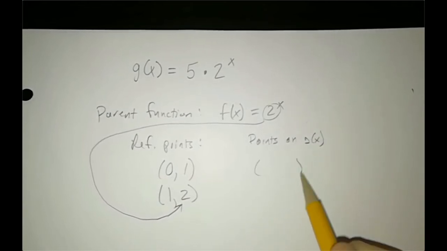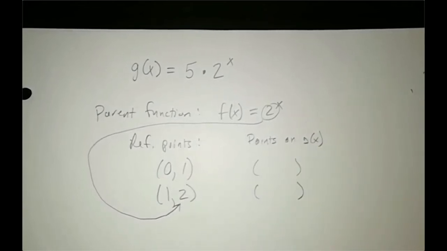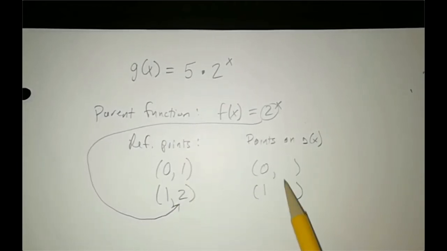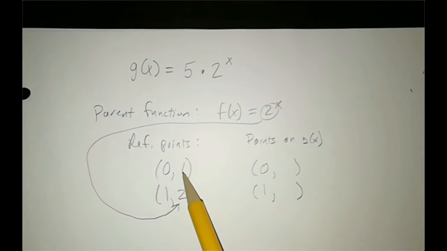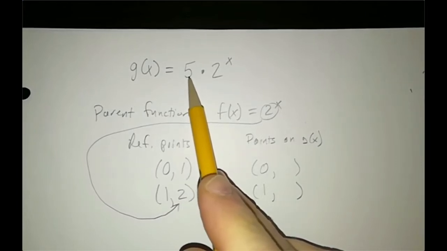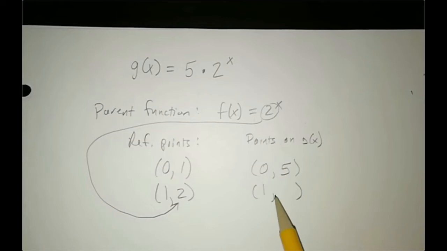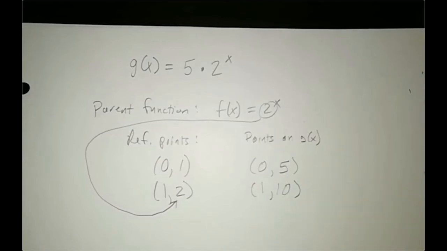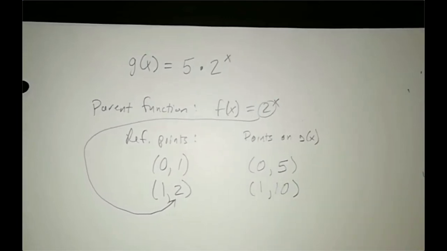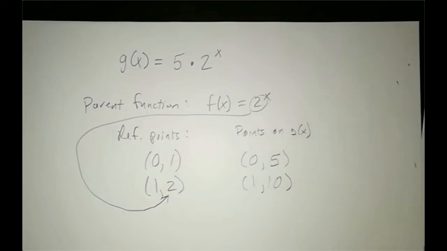Well, what's going to happen here is we're still going to have 0 and 1 here as our x values. And then how these change, well, it's a vertical stretch by 5, right? So all the y values are going to get multiplied by 5. So we should have a (0, 5) on g of x, and then we should have a (1, 10). All right, so that can help us graph this then. We know it's going to go through (0, 5) and (1, 10).